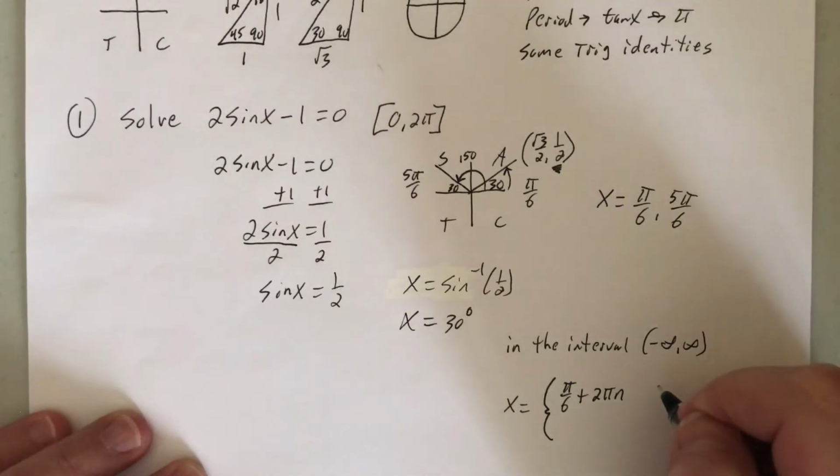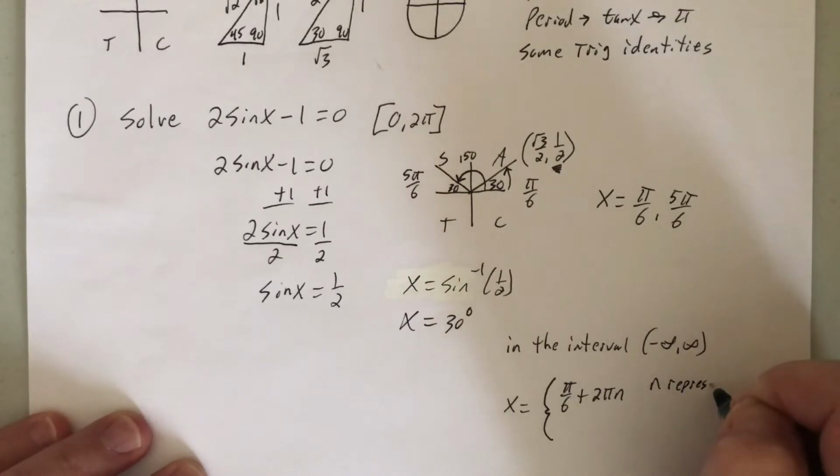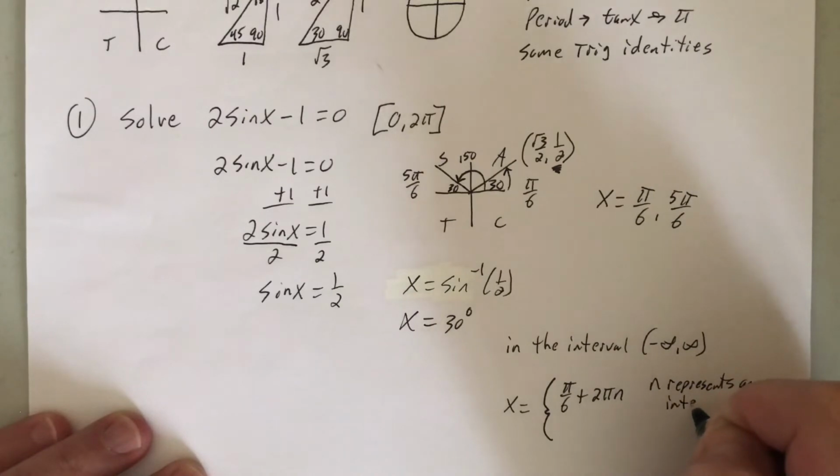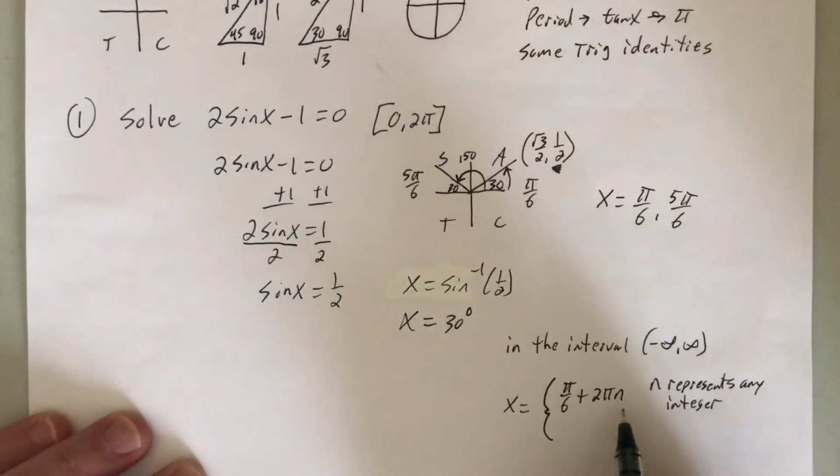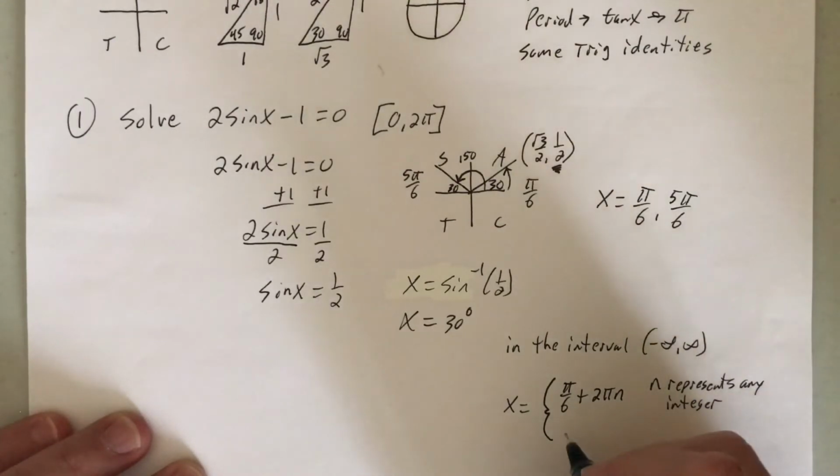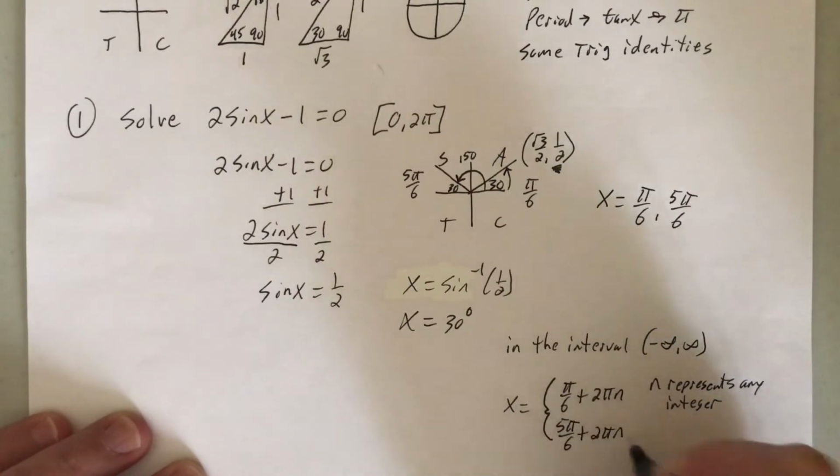So I'll write it over here. So n represents any integer. So basically -1, -2, -3 all the way, and 1, 2, 3, 4 all the way up. So all I'm basically doing is adding 360 and subtracting 360 to this all the way to infinity, which will give me all the solutions. And then here, this would be 5 pi over 6 plus 2 pi n.